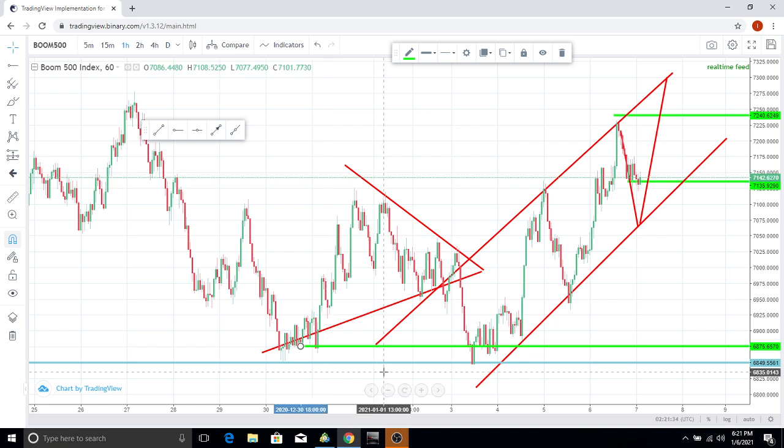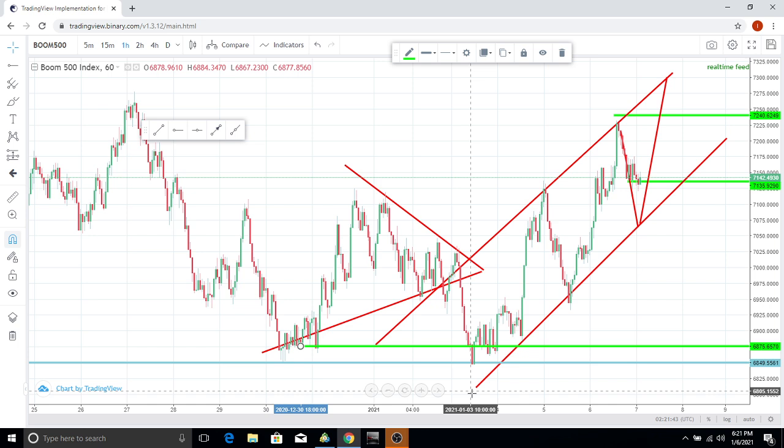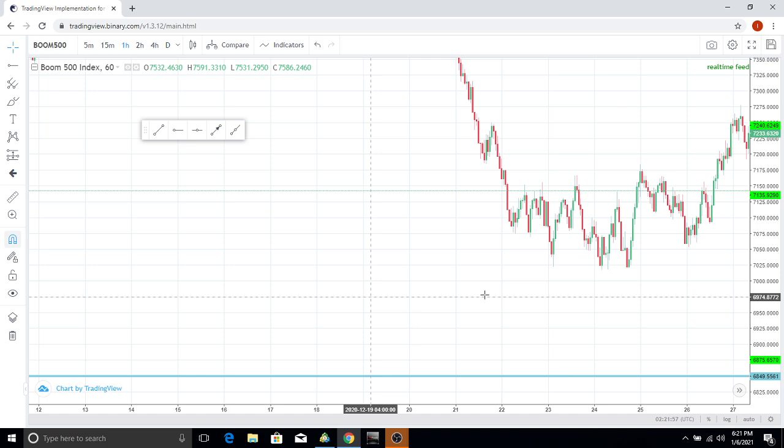Now look at it here, it came down. Everybody was thinking it is going to shoot down more and more, but it did not go. It just came down to the support level here, the demand zone, activated your order and shot upward. That's the edge you have when you know the patterns in the market.